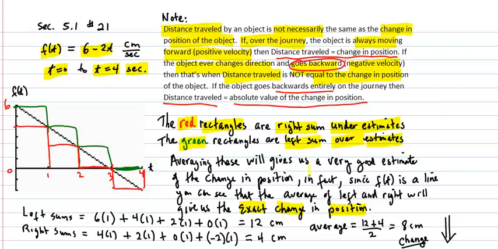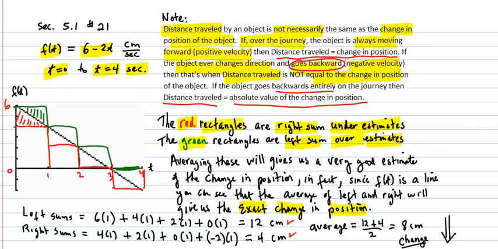But in fact, since f of t is a straight line, you can see here that this green part, the overage, cancels out with the underage exactly, so that really the area under this straight line will be the average of those two. So when you average the left sums, you get 12 centimeters. When you average the right sums, you get 4 centimeters.